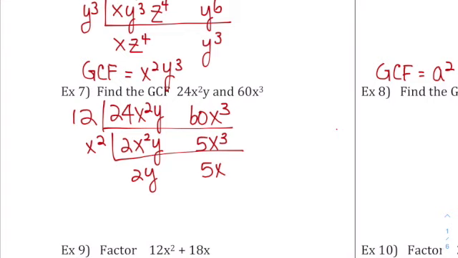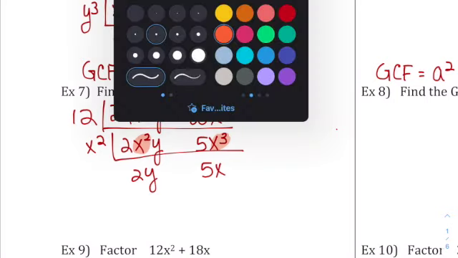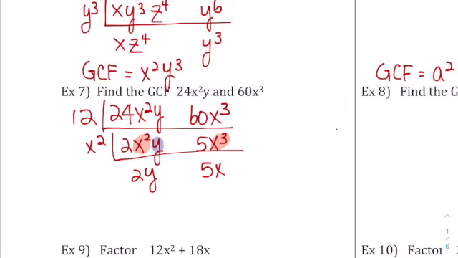Let me say it one more time. Lower exponents of the common letters. So take a look at x squared. Take a look at x to the third. Which one has the lower exponent? x squared. And notice we didn't do anything with the y because y does not have anything in common on the right hand side.